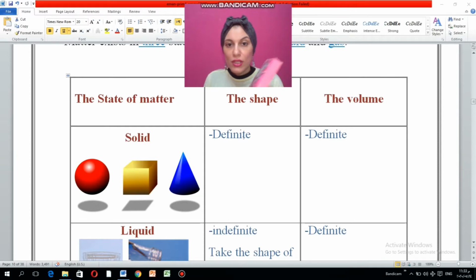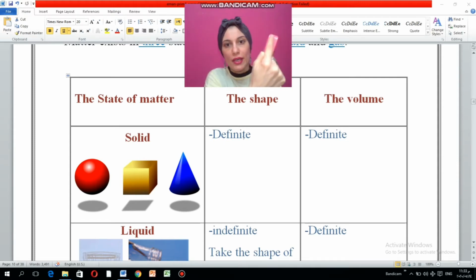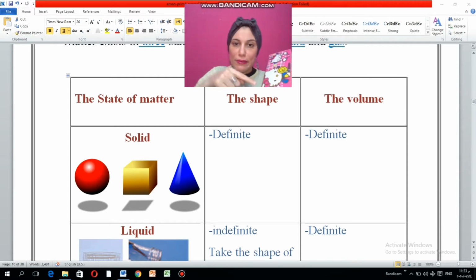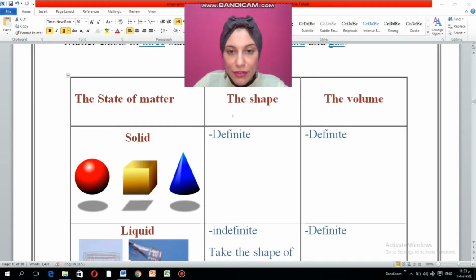Okay, in last lesson we studied the volume of this pencil case. We said that the volume equals length by width by height. Now I made a measurement of the volume of this pencil case. If I measure it again, will the volume change? No. So it has a definite volume. So we have two things, shape and volume. So the solid has a definite shape and a definite volume. Okay?